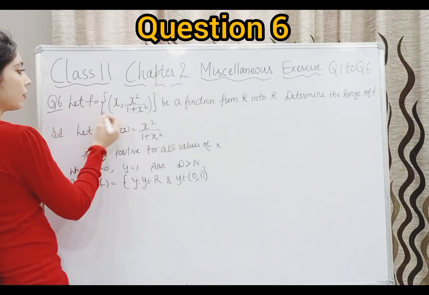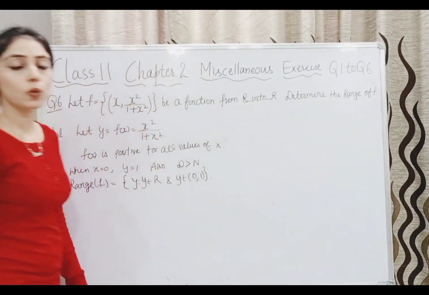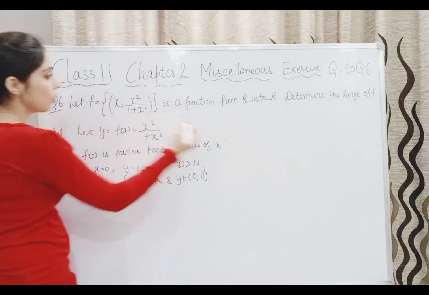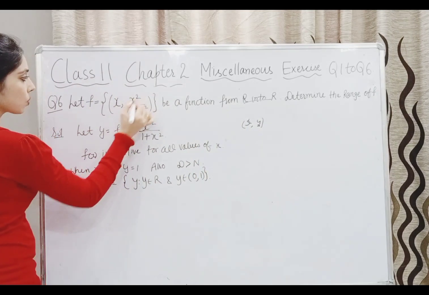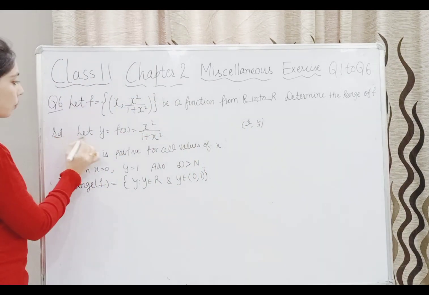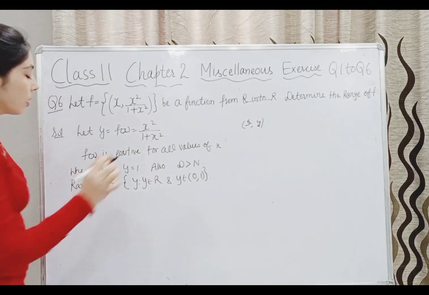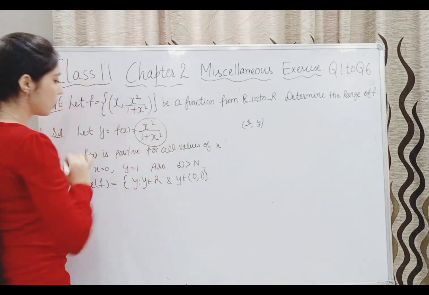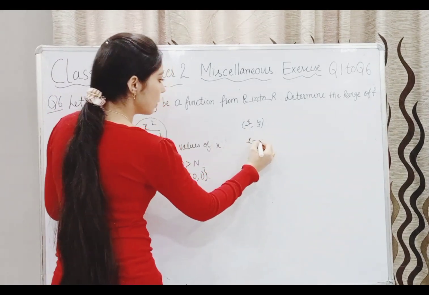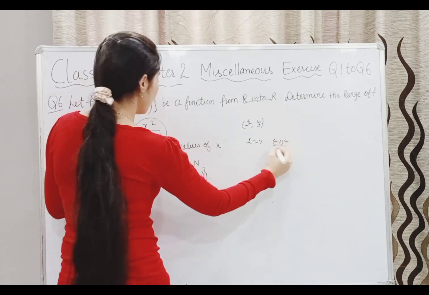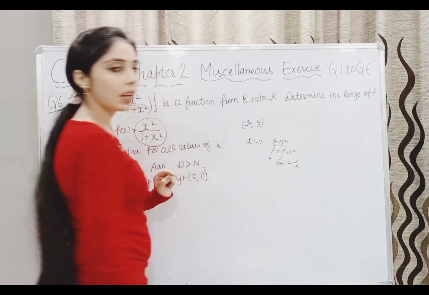For question 6, let f be a function from R to R. Determine the range of f. Here the function is x square over 1 plus x square. So let y is equal to f(x) equal to x square over 1 plus x square. We can easily observe that this will be always non-negative. If we put x equal to minus 1, this will be minus 1 square over 1 plus minus 1 square. This will be 1 over 1 plus 1, 1 by 2.